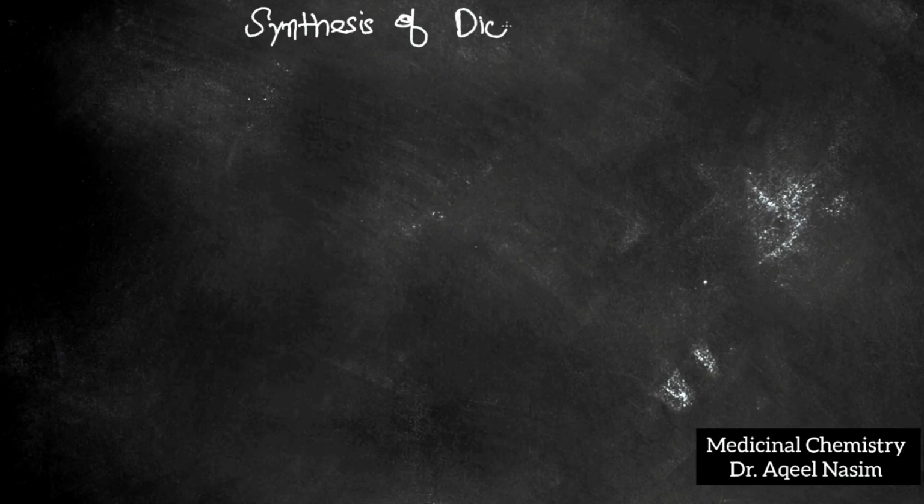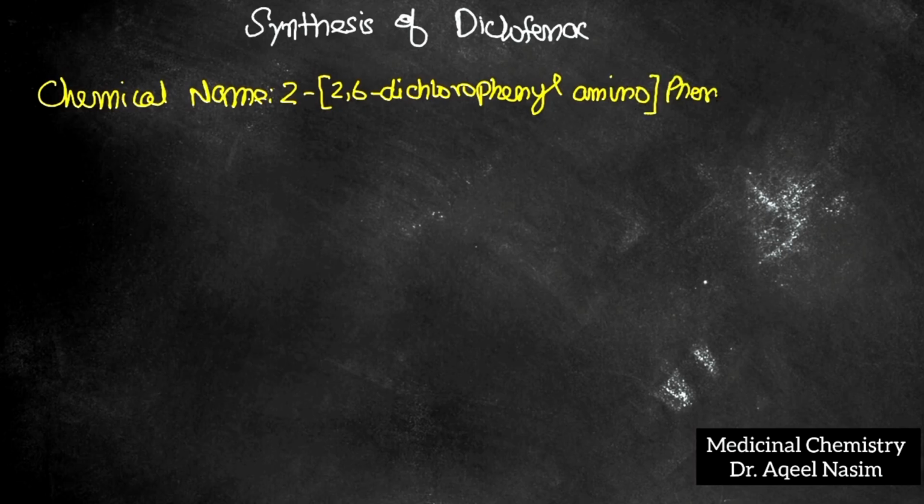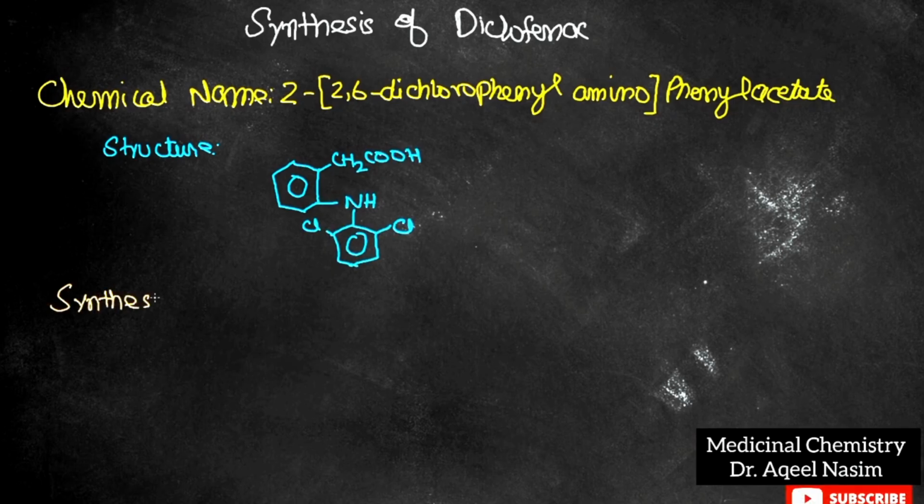Today we are going to discuss the synthesis of diclofenac, a class of the NSAIDs. Its chemical name is, here you can see, 2-[(2,6-dichlorophenyl)amino]phenyl acetate. The structural representation of diclofenac is just like this. We have a benzene ring with CH2COOH. One carbon is bonded with NH, another benzene, and 2 chlorine.